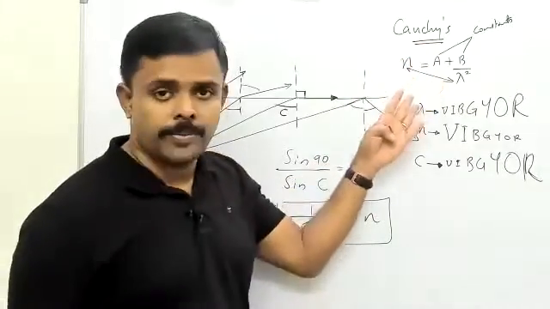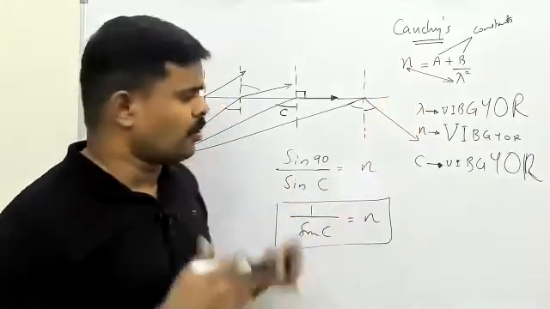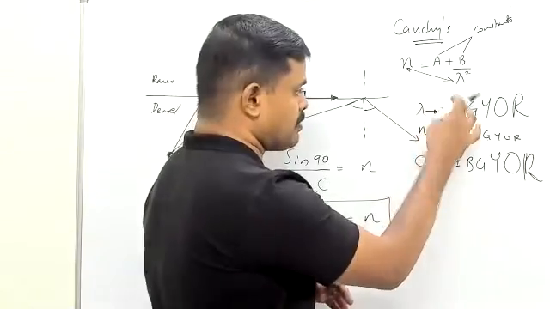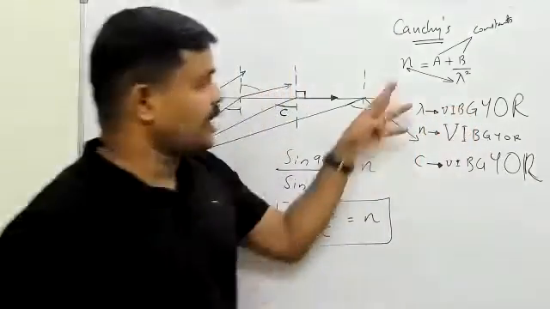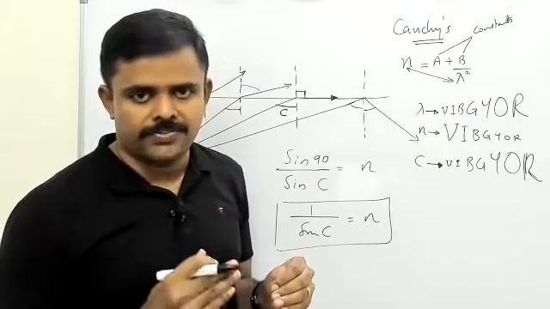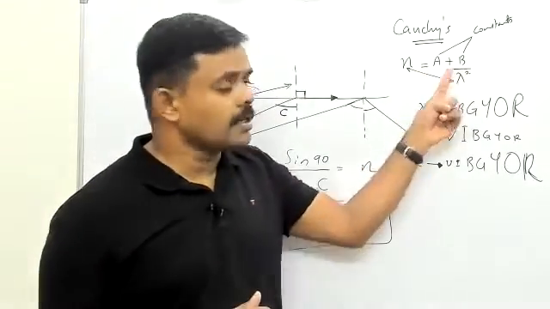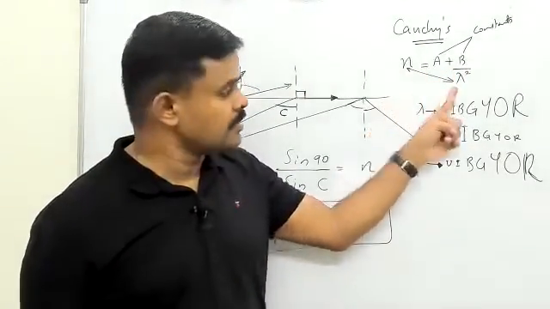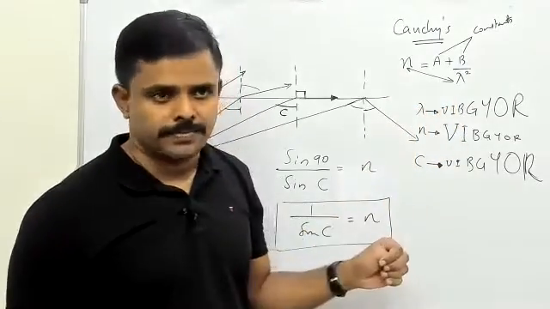Cauchy's relation is a very important relation. Every alternate year such a question comes. You check the previous papers to see if I'm lying. Right, n is equal to A plus B by lambda square. This is called Cauchy's formula. A and B are Cauchy's constants. What do you understand from this formula? N is inversely proportional to lambda.